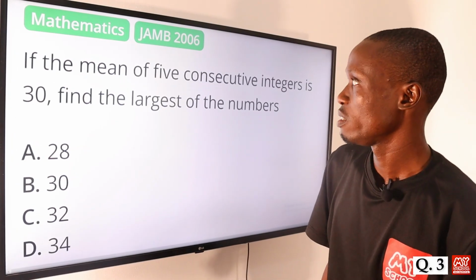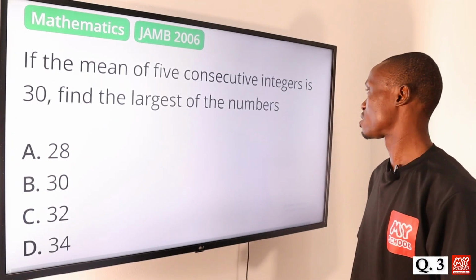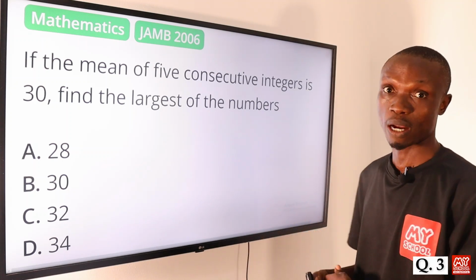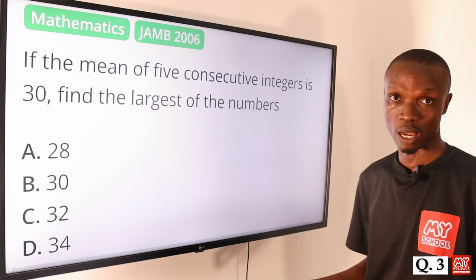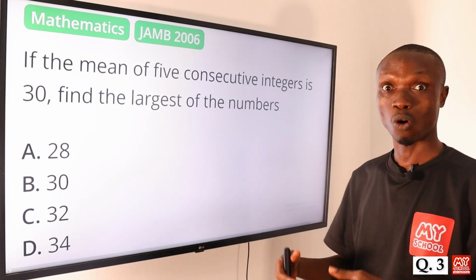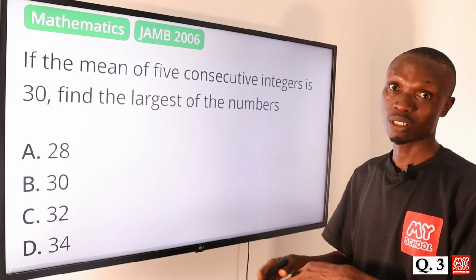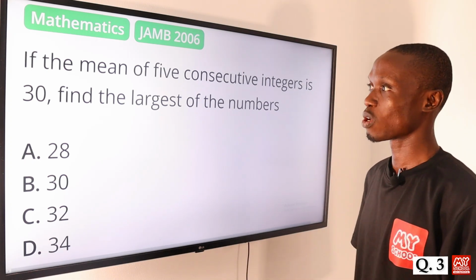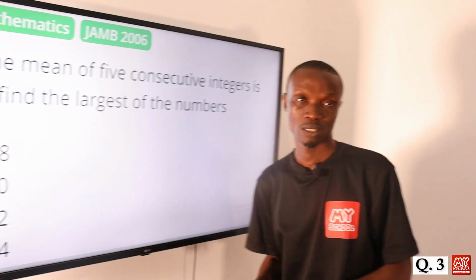Question 3. If the mean of 5 consecutive integers is 30, find the largest of the numbers. When we talk about integers, we are simply referring to whole numbers, which can be positive, negative, or 0. But integers are never fractions or decimal numbers. Let's move over to the board to provide an answer to this question.